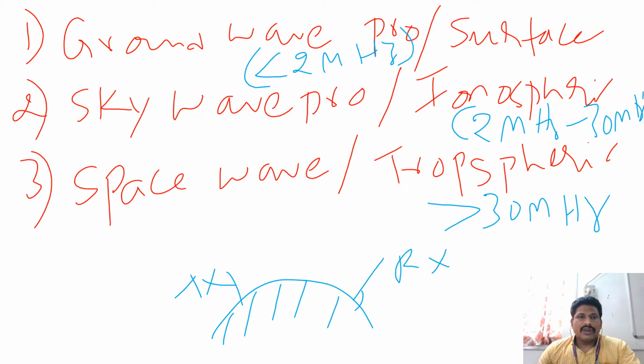Once again I repeat: for frequency signals less than 2 megahertz, I will go for ground wave propagation. For signals between 2 megahertz and 30 megahertz, I can propagate using sky wave or ionospheric wave propagation. For signals greater than 30 megahertz, I can transmit using space wave or tropospheric wave propagation. So totally there are three modes for transmitting any signal from transmitter to receiver.